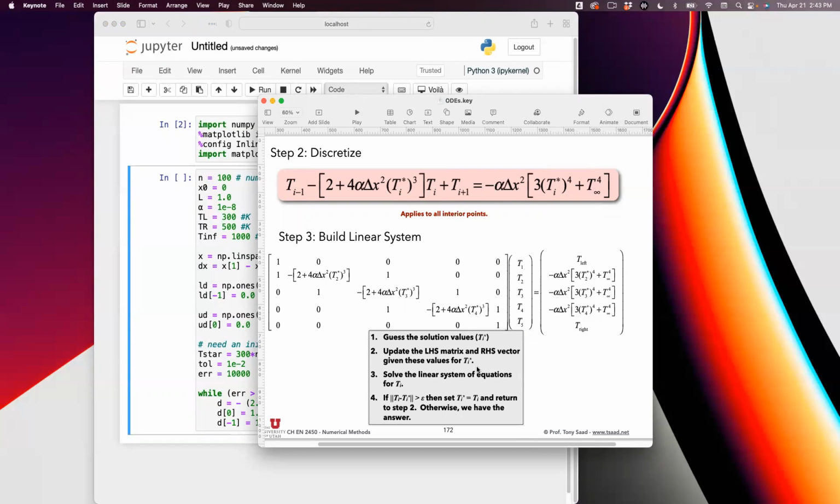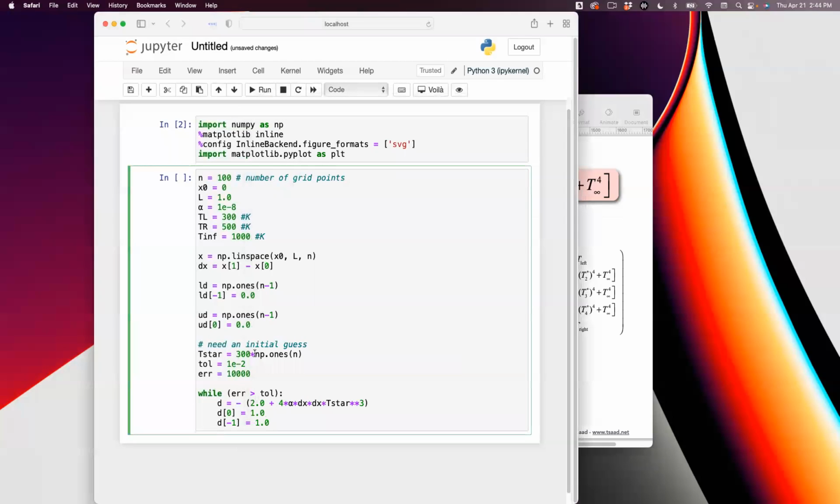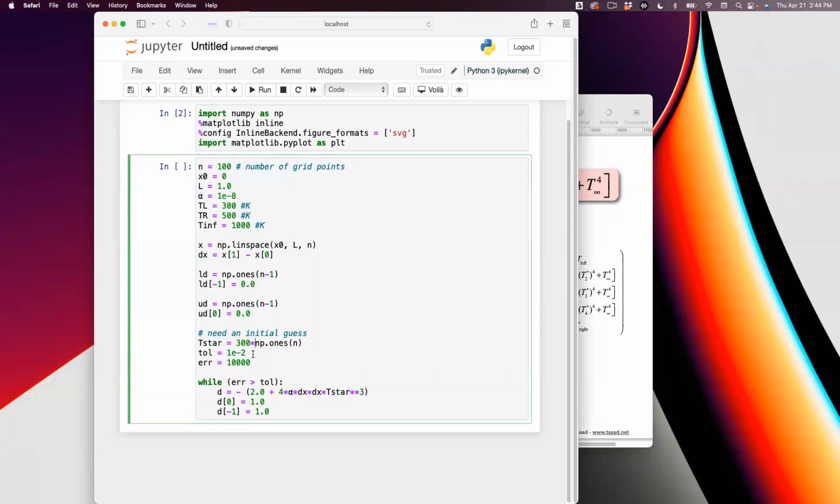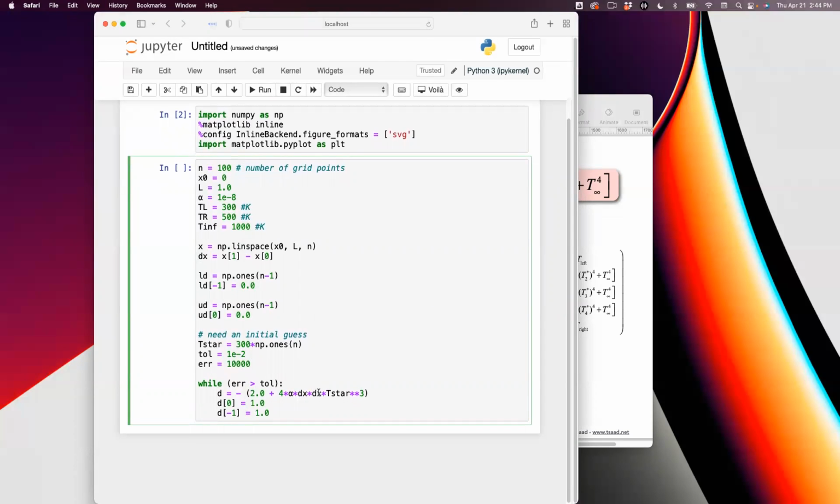Nathan? Pardon me? Yes. Yes. Well, no, this is fine because I don't have np.ones. T star is an array, so it's going to make D an array, right? You see it? If I had multiplied it by np.ones, but yeah.